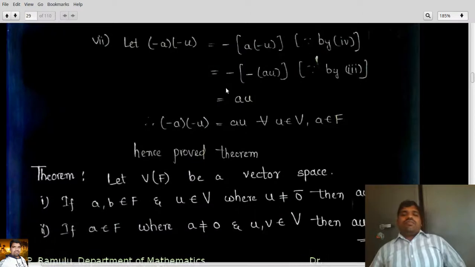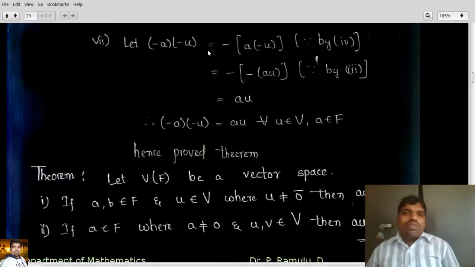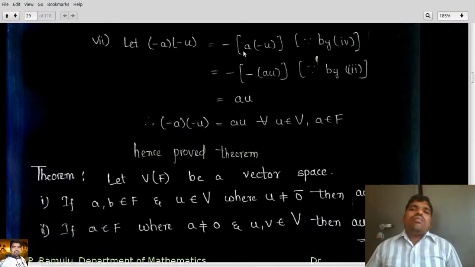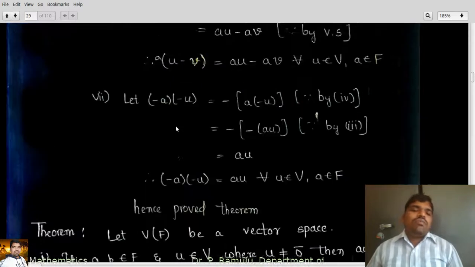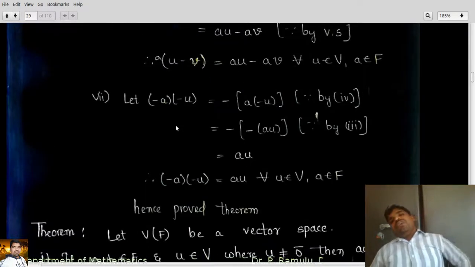Seventh condition, let a times minus v, that equal to minus of minus a u, it can be written as minus a u. So minus of minus a equal to minus a u, let u belongs to V. Okay, so hence proved all properties, hence proved the theorem also.